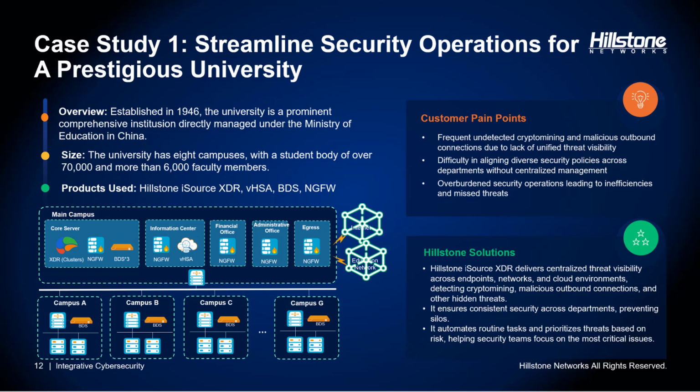This makes it very hard to detect hidden threats like crypto mining, which happens a lot inside these kinds of networks, and also malicious connections. One of the problems is each department has its own policy and tools, which led to a lot of silos and inefficiencies.